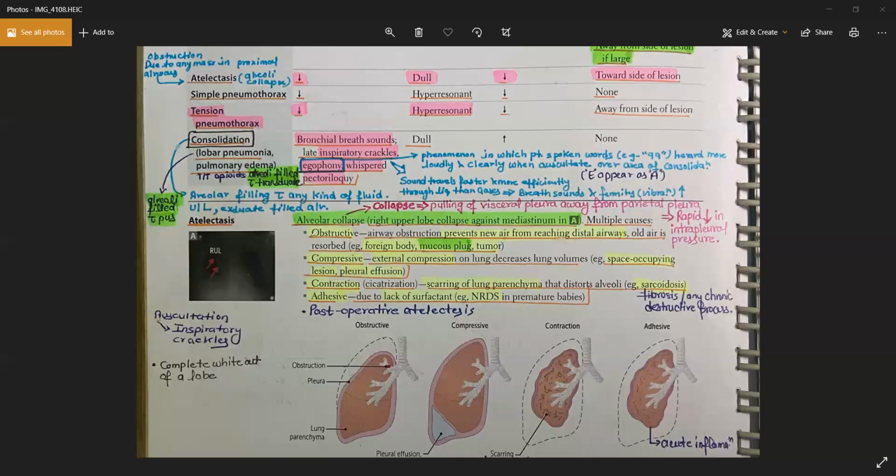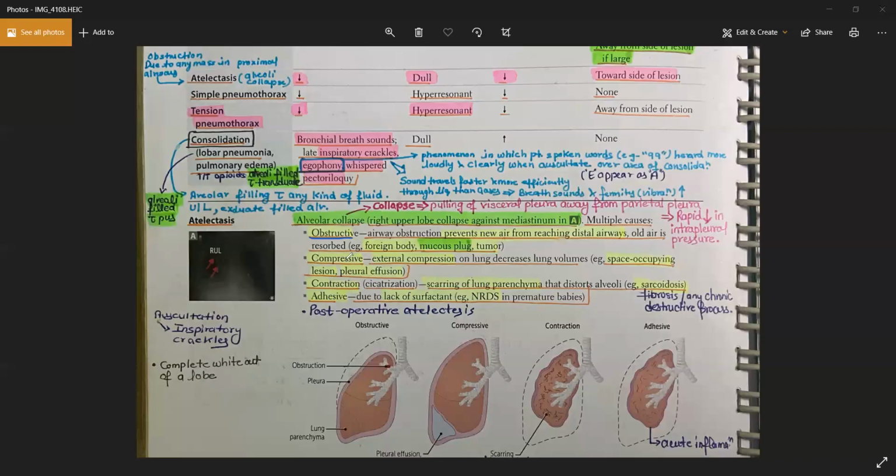It could be due to obstruction. Whenever something is obstructing the airway passage, it will prevent the air from entering into the alveoli, and as a result, alveoli will get collapsed because of that. It could be a foreign body, it could be a mucus plug, it could be a tumor from your bronchial epithelium.